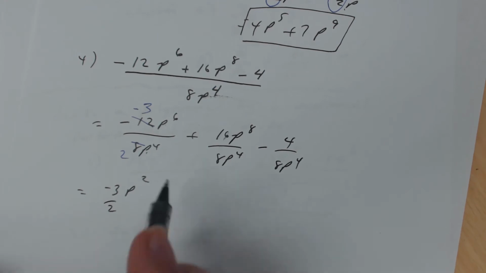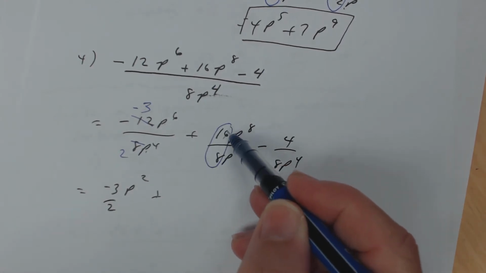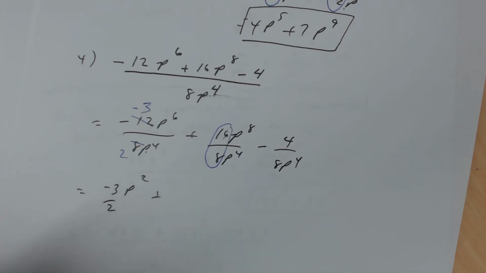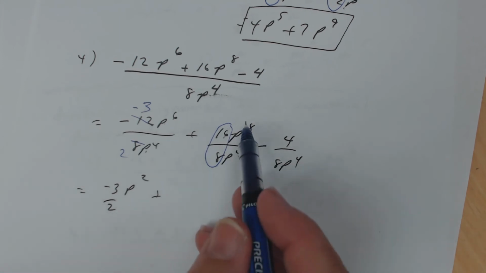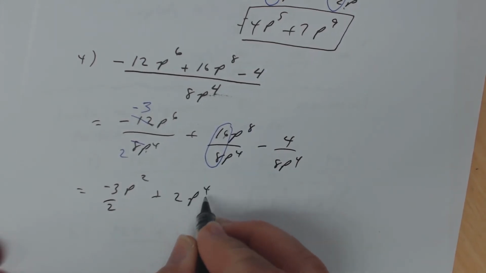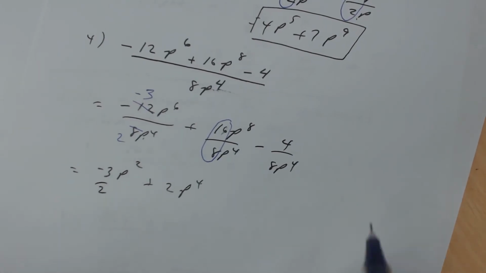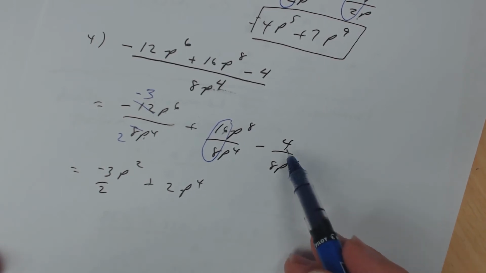All right, now, plus, okay, over here, this is going to be a nice one because 16 divided by 8 is 2. And then p to the 8th divided by p to the 4th is p to the 4th. 8 subtract 4 is 4. So I get 2p to the 4th. Now over here, the only variable that you see appears in the denominator. So you leave it there.